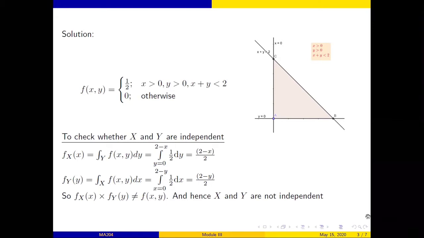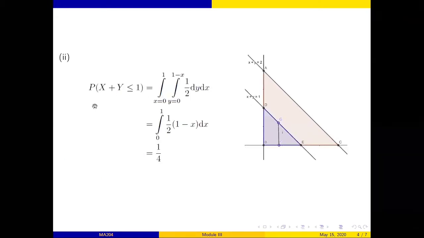Now the second question. We have to get the probability that x plus y is less than or equal to 1. See, this whole region is defined by the PDF in the question. In this particular subpart, we have to find the probability x plus y less than or equal to 1. So basically our region remains the same, and according to the question we need to set the region accordingly.